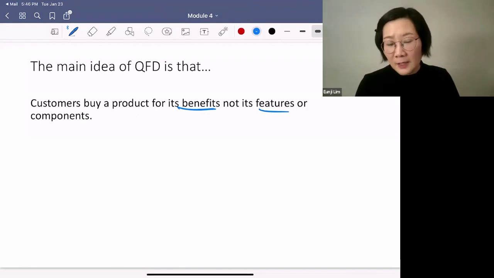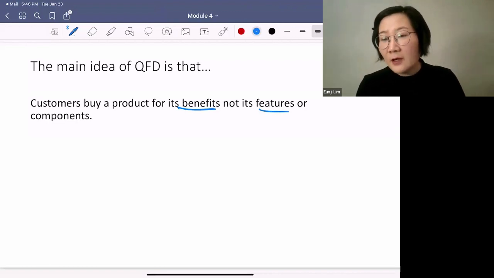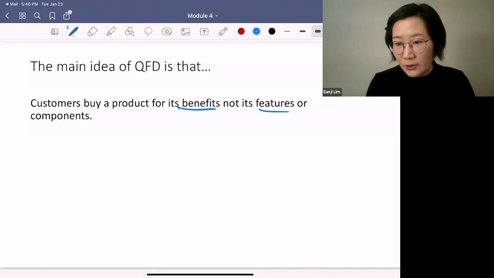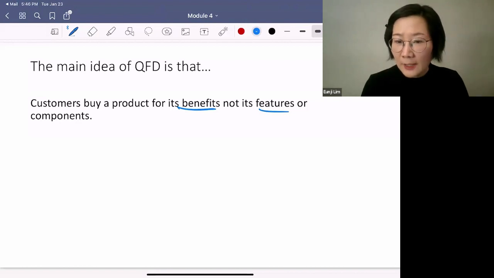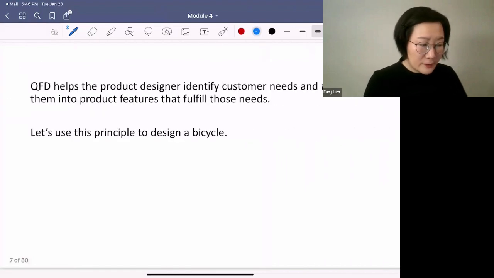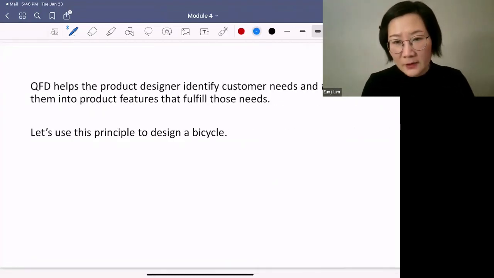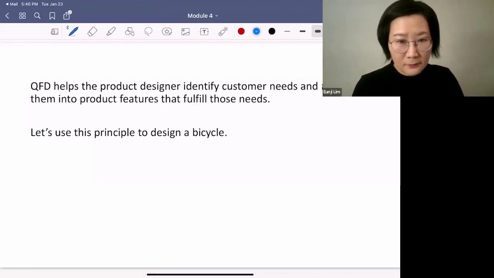Now, I want a bike that has a 7-speed gear. Am I describing a benefit or a feature? A feature. I'm describing the exact component that goes into a bike. So I'm describing a feature. QFD helps the product designer identify customer needs and translate them into product features that fulfill those needs. So let's use this principle to design a bicycle.